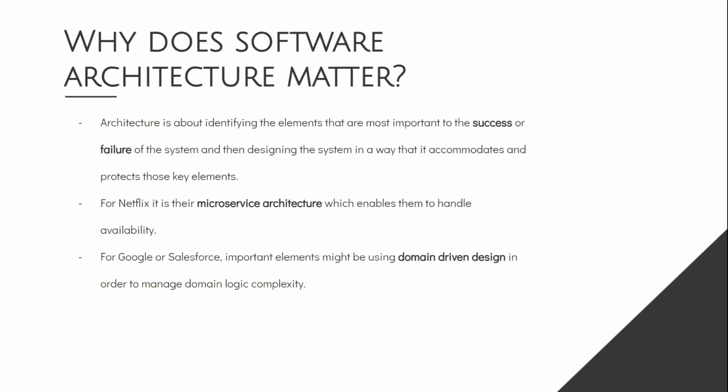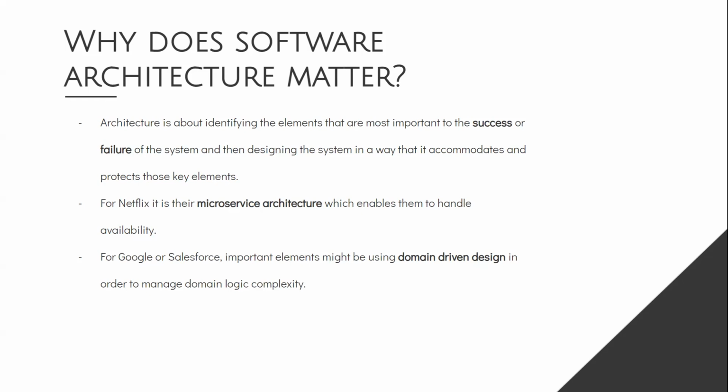Okay, and then why does it even matter? A big part is that architecture is about identifying the elements that are most important for the success or failure of the system, and then designing the architecture in a way that it accommodates and protects those key elements. And the first thing we're always doing in the requirements engineering is identifying these success or failure factors.